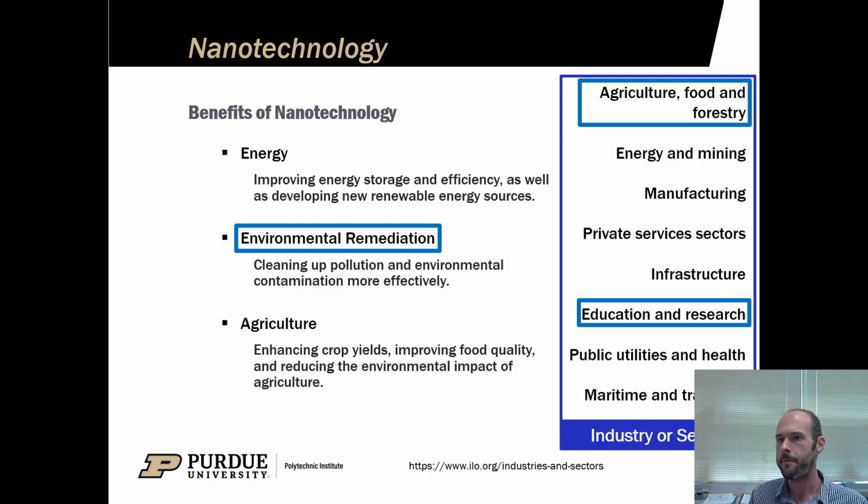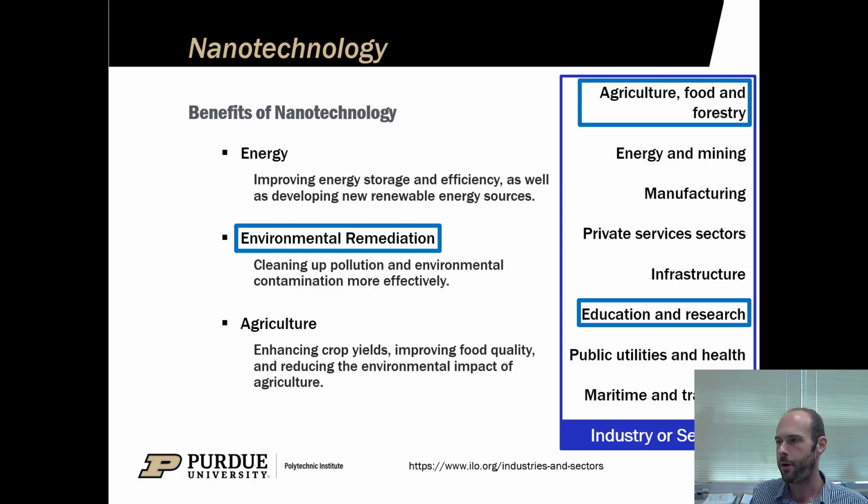So the agriculture, food, forestry industry related to growing and usage of chemicals may find some use of nanotechnology elements. But high levels of education and research are required here. Both education, because you need specialized training to make a lot of these new products that may come out in the future, and then research to consider the issues.